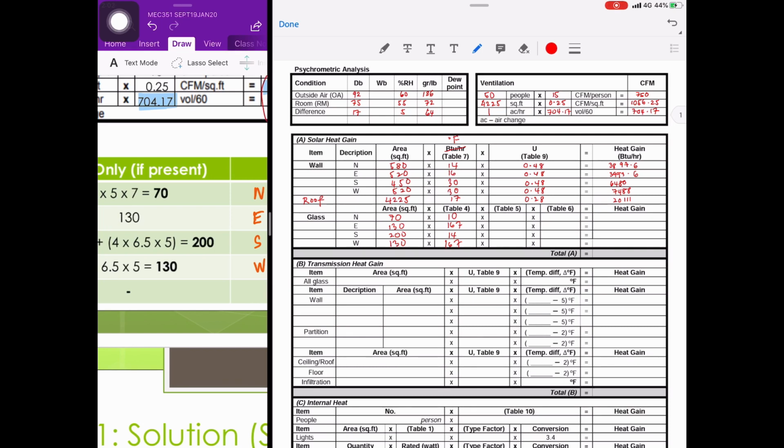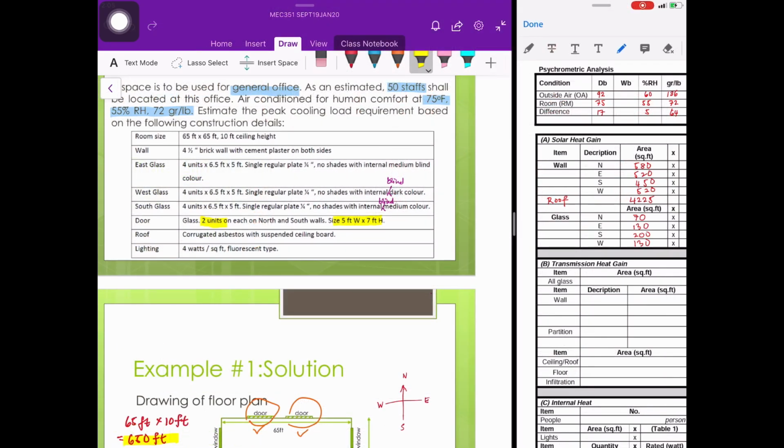Now we are going to refer to table 5 from the appendix 1. If we look at the information that has been given to us, the glass used for the windows have internal blinds, and the color also has been stated here. For east glass is medium color, for west glass is dark color, for south glass is medium color.